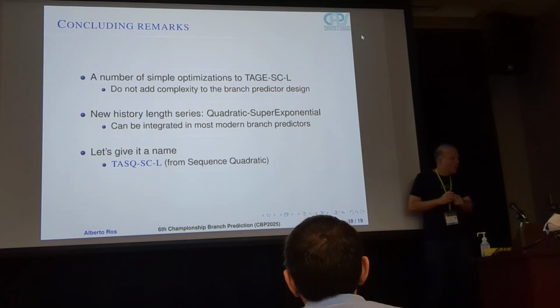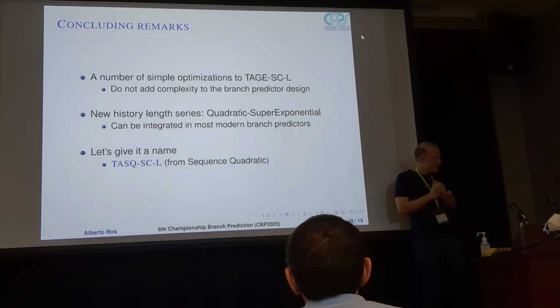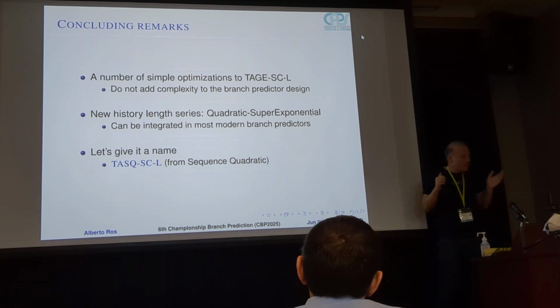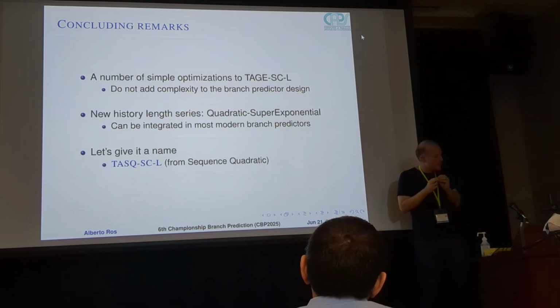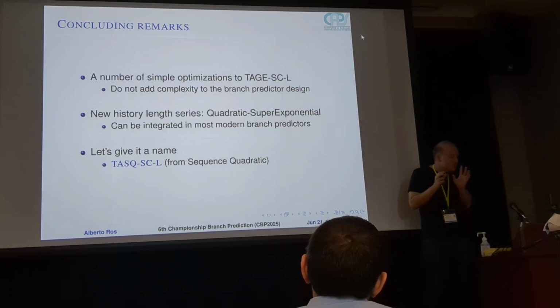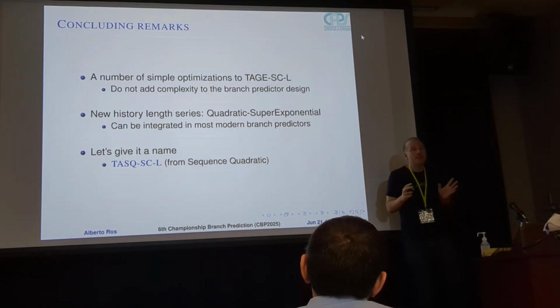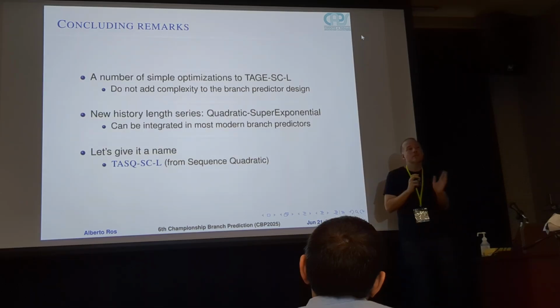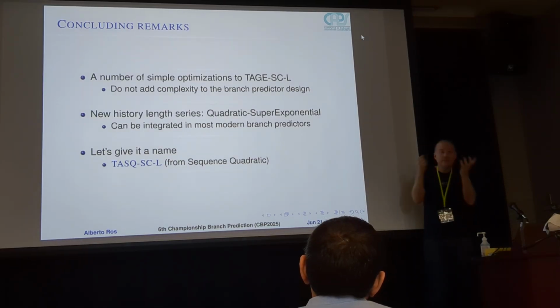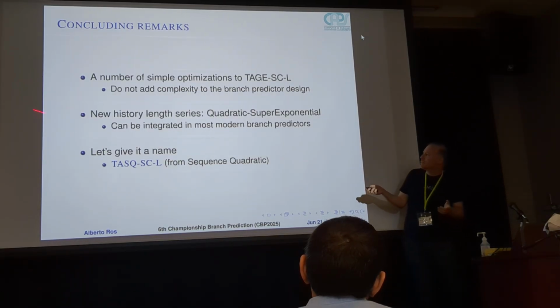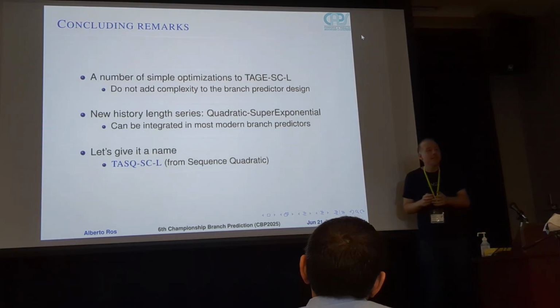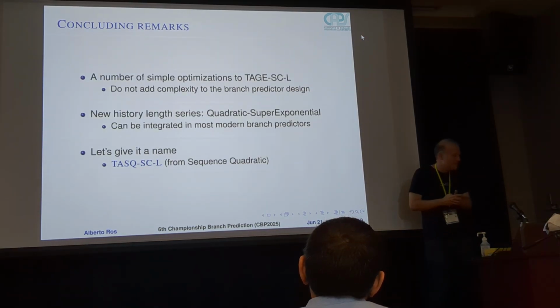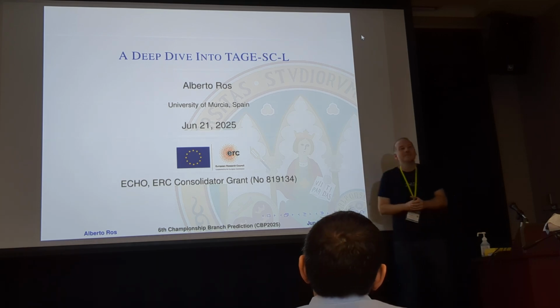So what did I present? We have a number of simple optimizations for TAGE-SC that hopefully do not add that much more complexity to what it has. New history lengths series whose quality is super exponential that I think can be integrated in any other predictor, not only for TAGE. And to give it a name, from quadratic, sequence quadratic, I have TAGE-SC-L. Just to be a little bit different. So, thank you.